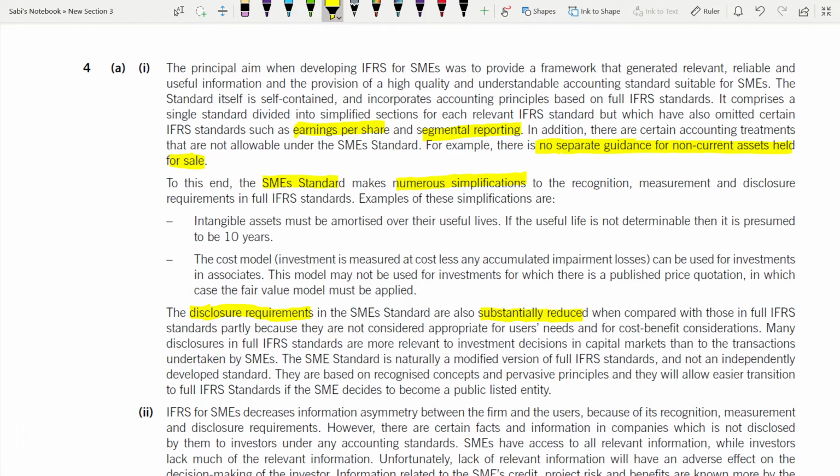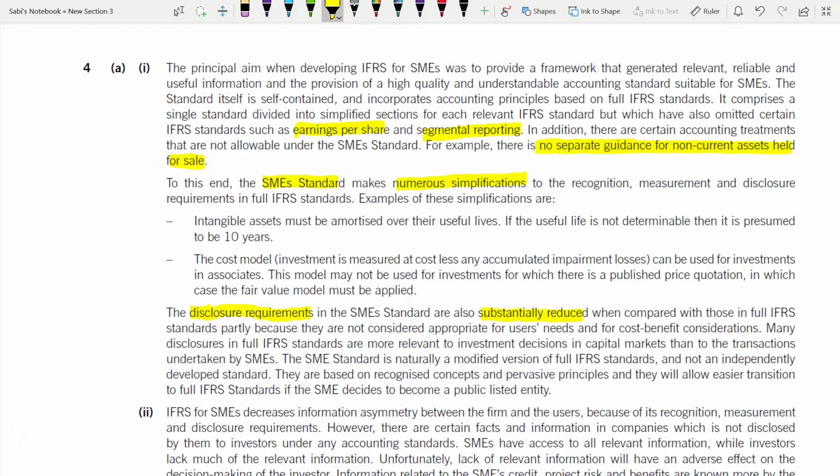They are based on recognized concepts and pervasive principles, and they will allow easier transition to full IFRS standards if the SME decides to become a publicly listed entity. Yes, sometimes when an SME becomes a bigger company, a publicly listed entity, then it has to change from SME standard to full IFRS standard. That time it will be easier for them, right?